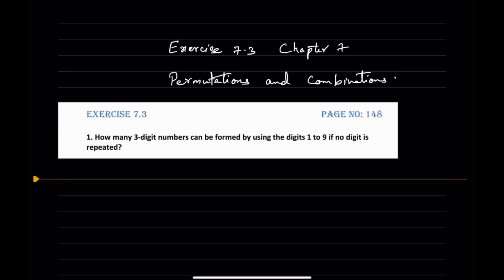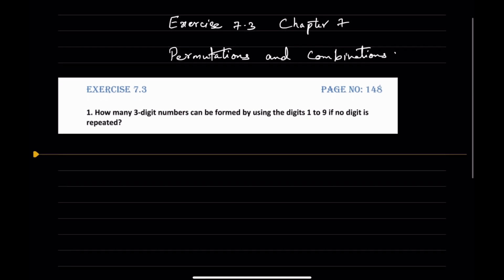In this video we'll see exercise 7.3, chapter 7, permutations and combinations. In the previous video we did exercise 7.2. Now we'll be doing 7.3. The first five problems were done in the previous video, and now we'll be doing the sixth problem.